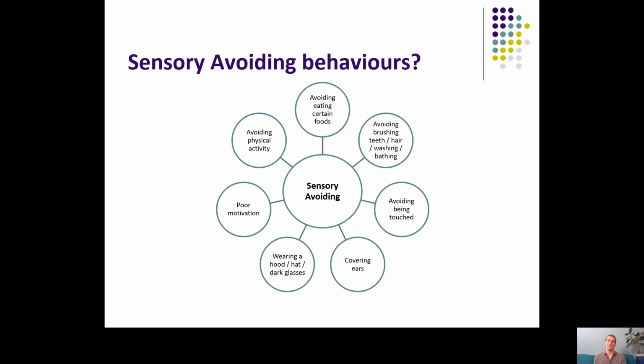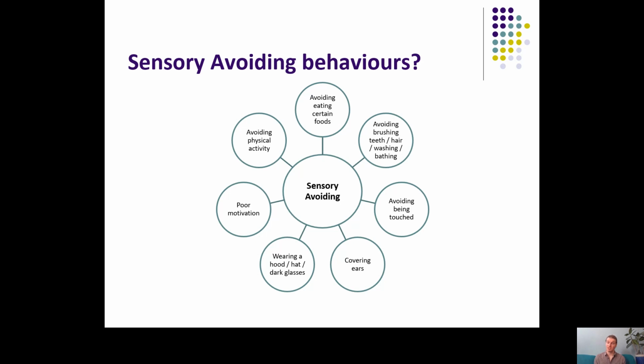So what about sensory avoiding behaviours? This could include things such as avoiding eating certain foods because you don't like the taste of them, you don't like the texture, maybe they're too crunchy or too soft or slimy, or maybe they're too physically hot or cold. You might struggle to brush your teeth or brush your hair, or potentially even have a shower or get in the bath because you just really can't stand that sensation on your skin.